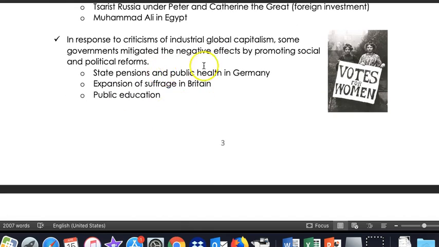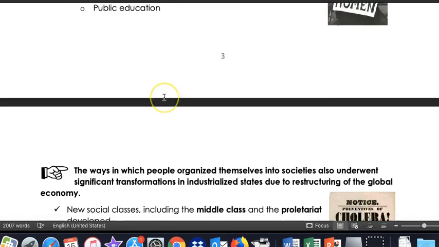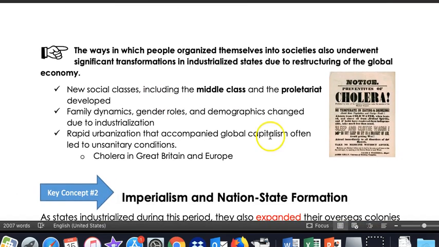Criticisms of global capitalism: the wealth and the social question, and what do we do with the urban poor? We know that in Germany, they adopted some state pensions and public health plans. In Great Britain, they extended suffrage to all men and established public education in many of these nations, and this was kind of an attempt to placate the working poor.